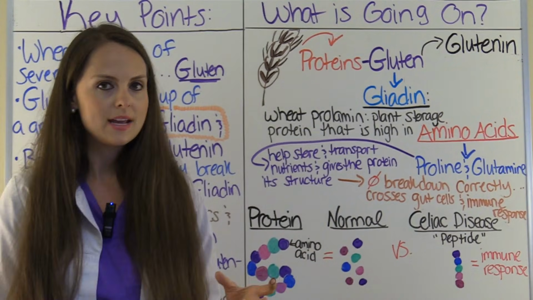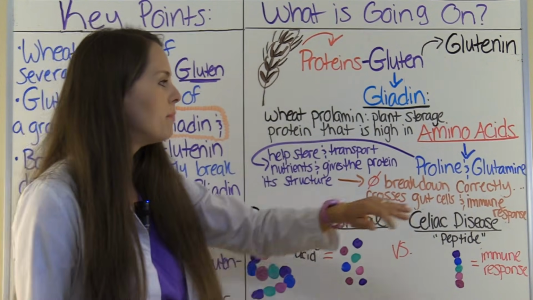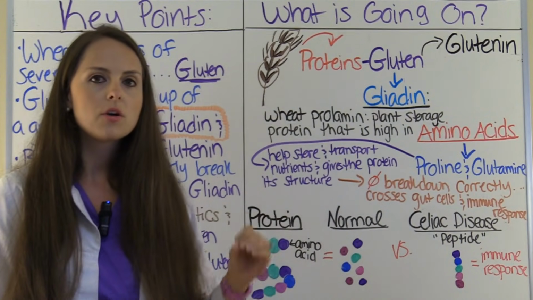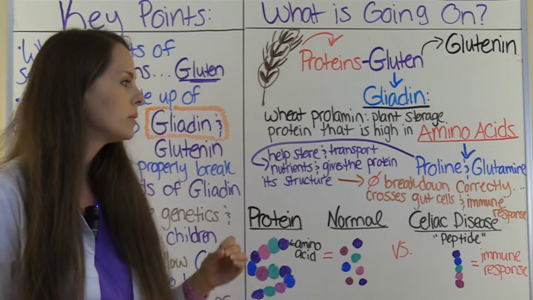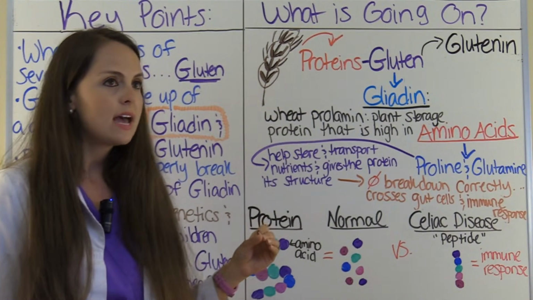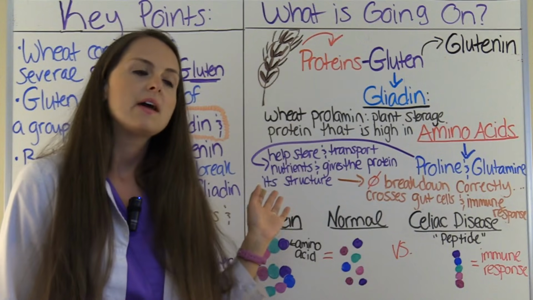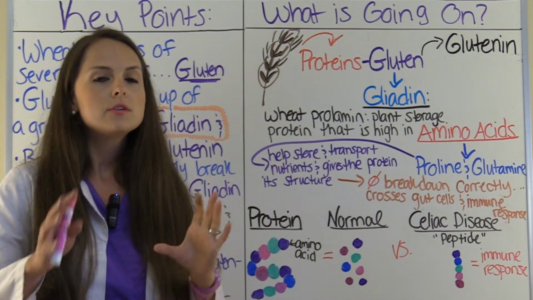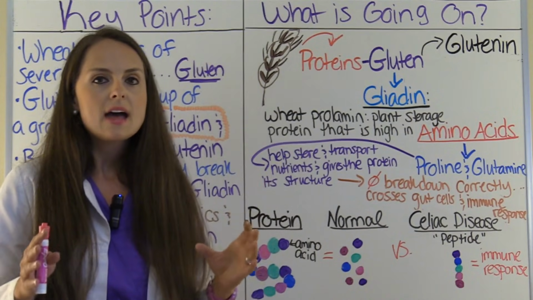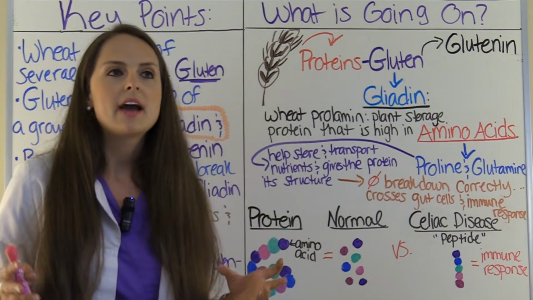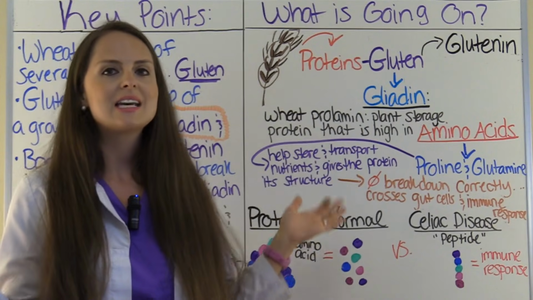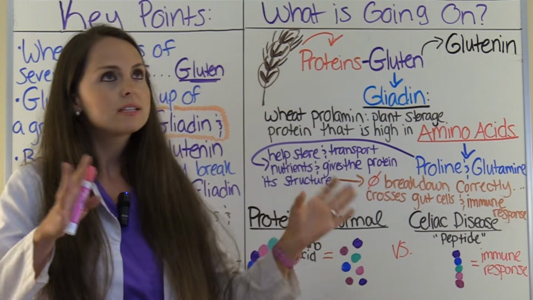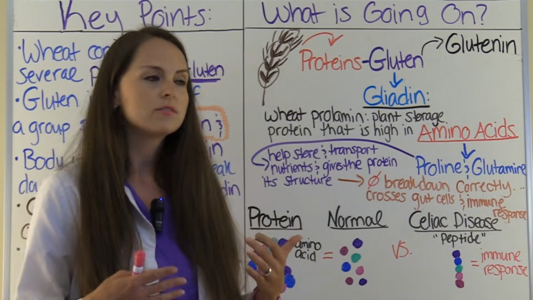So what's happening in a nutshell is that the body is unable to break these amino acids down properly, like how it normally should. And instead, they're not broken down correctly. They pass through that gut cell. The immune system sees that and thinks it's like a foreign invader, like a virus or bacteria, and attacks it and makes antibodies. And in the process of doing all that, it kills the intestinal villi.